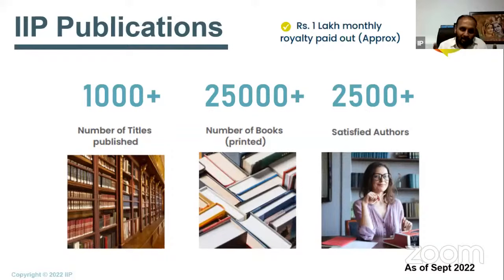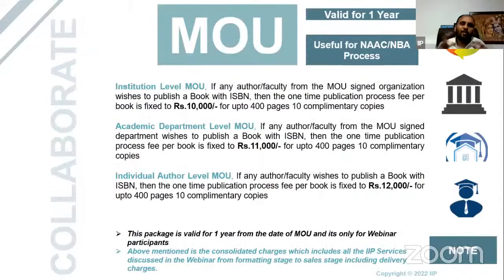So you can give your valuable content, and we are here to support in all the ways to publish your book. We are providing an option of MOU, which can be shown during the accreditation process also, NAAC and NBA process also. MOU under 3 levels: we can sign the MOU at institution level, at academic department level, and an individual author can directly sign with us.